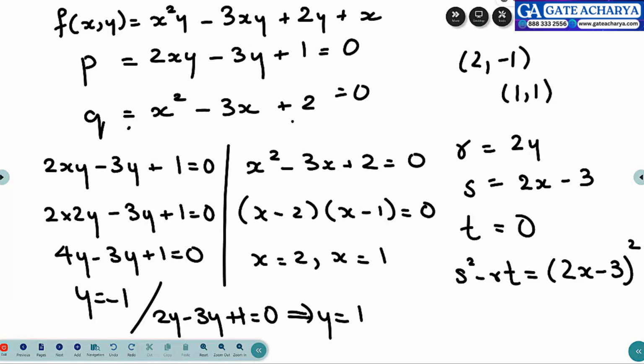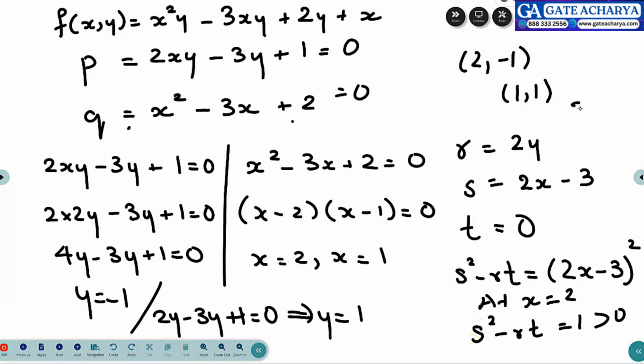R and T, the product is 0, na? So just 2x minus 3. Now in 2x minus 3 only x values are there. So put the values of x. At x equal to 2, what is s square minus RT? What is s square minus RT at x equal to 2? It is 1, so obviously greater than 0.